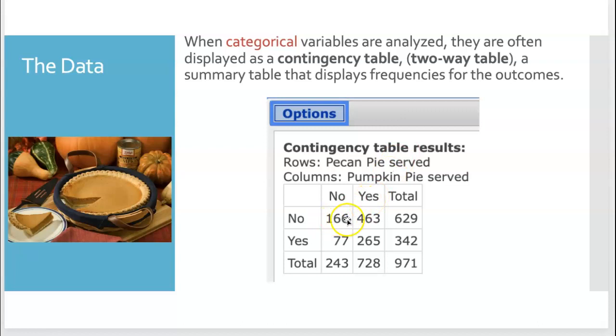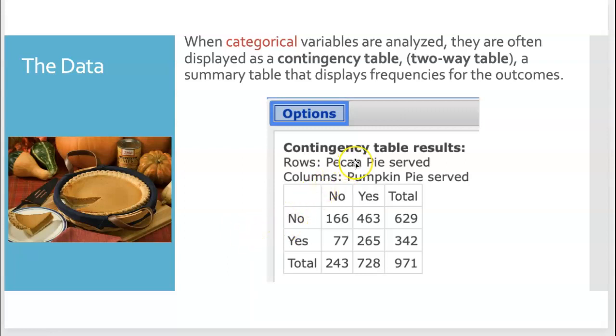This 166 means there were 166 Thanksgiving dinners where there was no pumpkin pie and no pecan pie. Here we see there are 265 Thanksgiving dinners where they had both pumpkin pie and pecan pie. We've gone through these numbers and we counted them. We see the contingency table when we want to test whether two variables are independent or not.